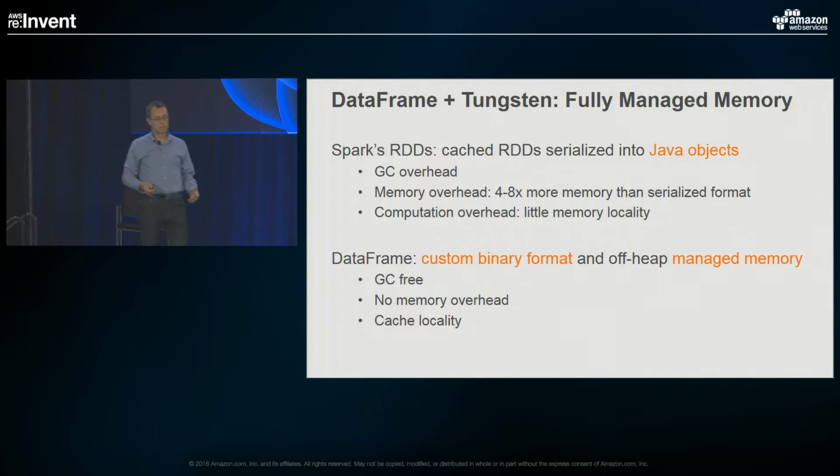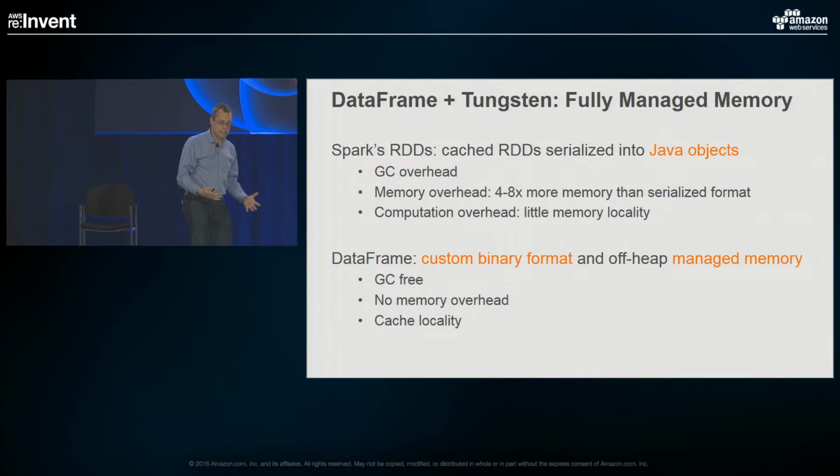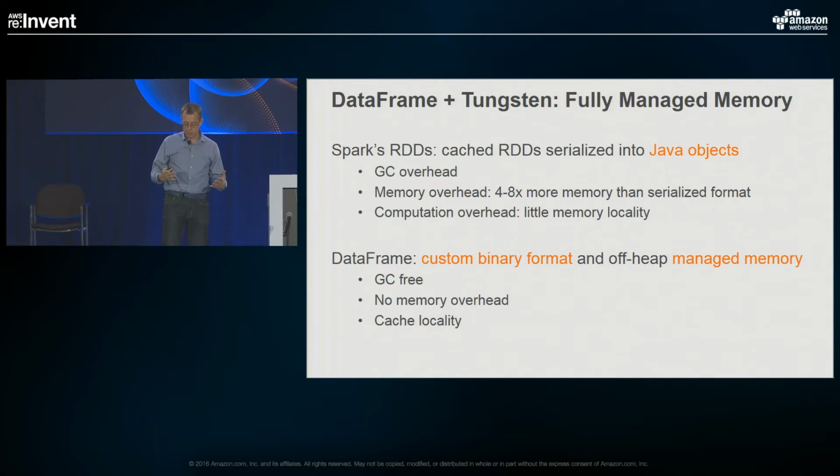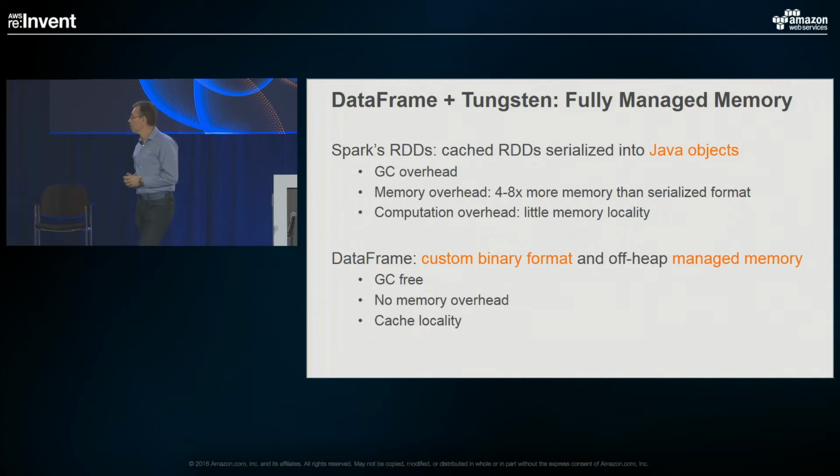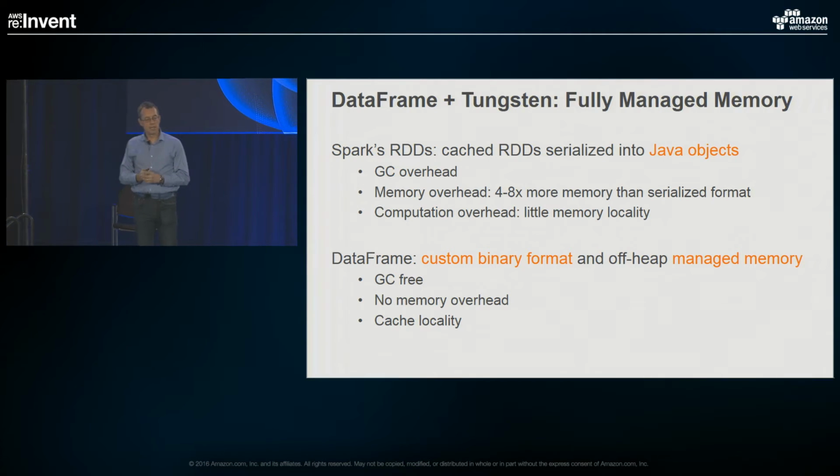With DataFrames, because we have more semantics about the syntax, we know the format of the data, we can actually keep the binary format in memory. So you can keep the entire table in memory. It's one big object. So much, much fewer objects, so we don't have the garbage collection problem. Much lower memory overhead, almost no memory overhead, and much better cache locality.